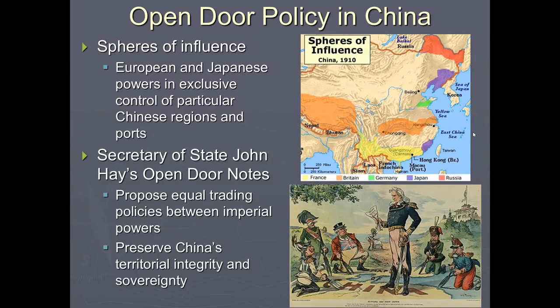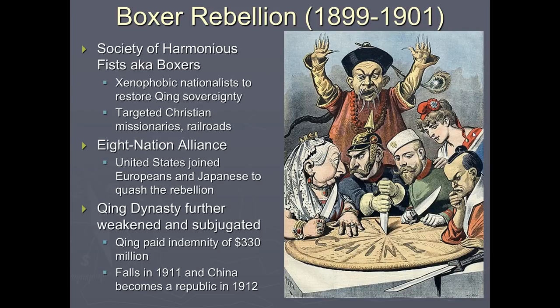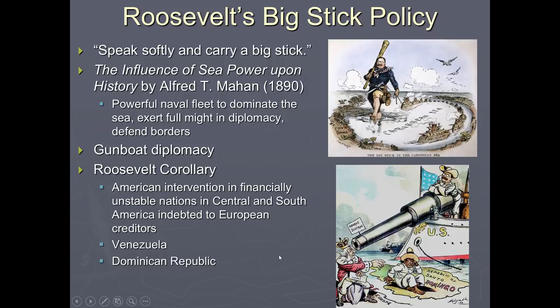The Open Door Policy in China is going to give the United States access to China. But remember, it was the Boxers that rebelled against missionaries and American businessmen and tried to drive them out before it was put down by the Europeans and the Japanese to squash the rebellion.